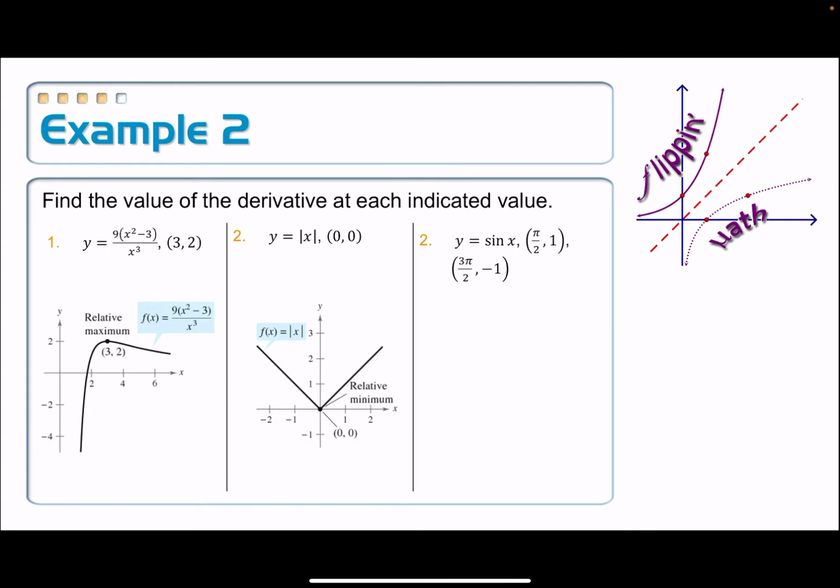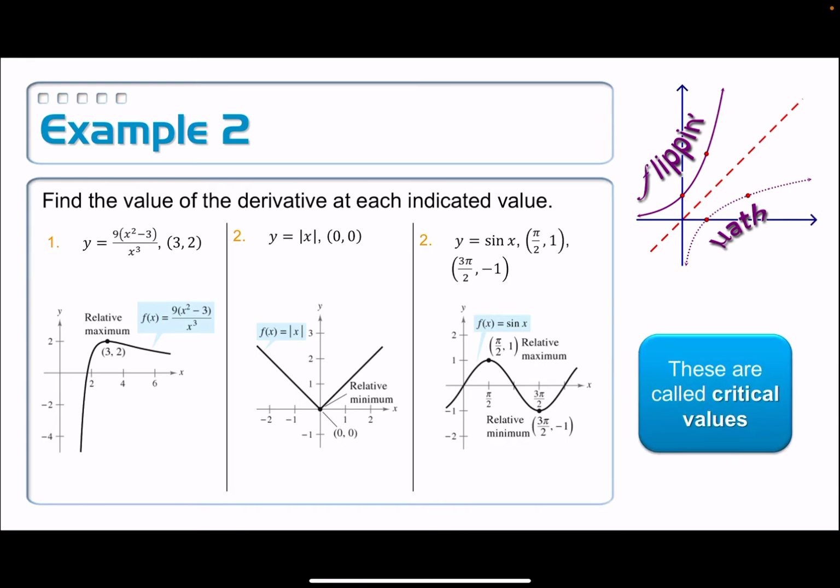Then over here on the sine graph, let's draw a little sine graph, we had a value of the derivative being 0 here at pi over 2, a value of the derivative being 0 at 3 pi over 2, and we have a relative maximum and a relative minimum. So these are critical numbers for this graph. We're calling these things critical values. And this is going to be the first step that we take in order to find our extrema, our relative mins and maxes. We're going to start by finding the critical values.